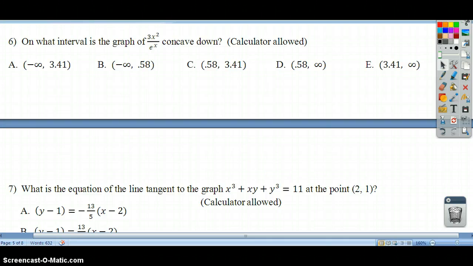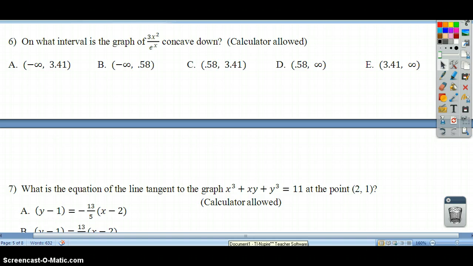Quick pointer: if you see decimals such as these in the answers, 3.41, 0.58, it's probably going to be on the calculator allowed section, because you're not going to be calculating those kinds of decimals in your head. So really, we could just look at this graph and sort of estimate where it's concave down. It shouldn't be that bad.